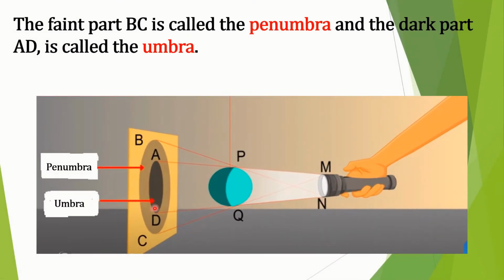The faint part BC is called the penumbra and the dark part AD is called the umbra.